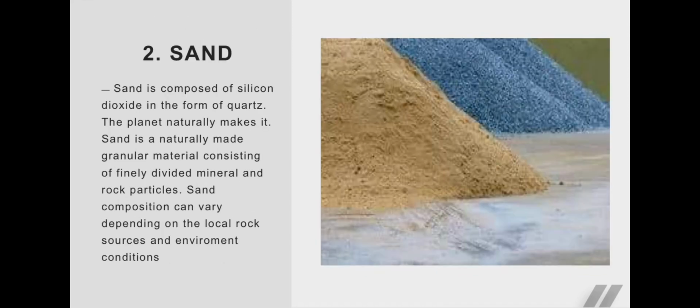Number 2, sand. Sand is composed of silicon dioxide in the form of quartz. The planet naturally makes it. Sand is a naturally made granular material consisting of finely divided materials and rock particles. Sand composition can vary depending on local sources and environmental conditions.